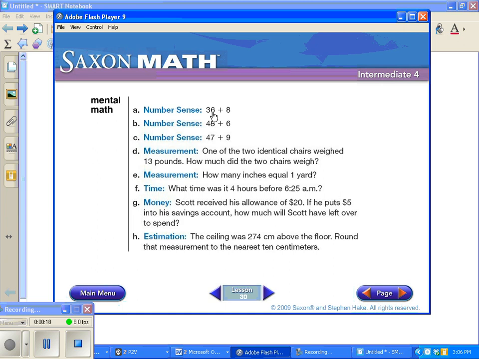So we look at 36 and think, it needs 4 more to become 40. So let's borrow that 4 from the 8. And that will give us 40 over here, and it leaves 4 over here. So 40 plus 4, 44.